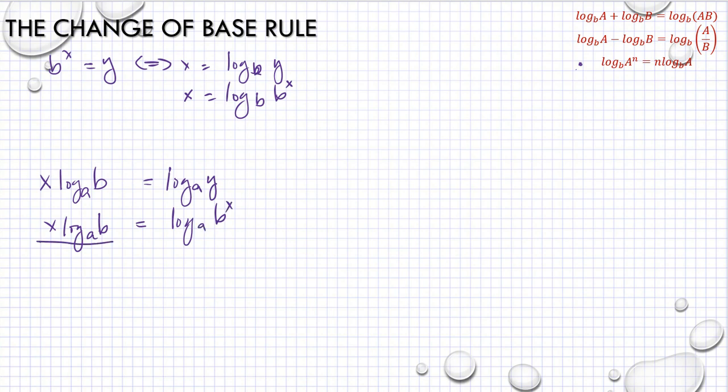So if we divide both sides of the equation by logarithm of b with the base a, then we have x is always logarithm of b raised to x, or y, with the base a, divided by logarithm of b with the base a. Let's see how we can apply that here.